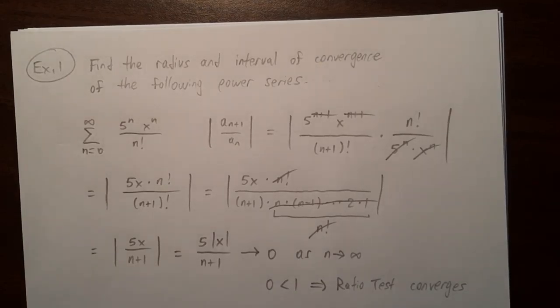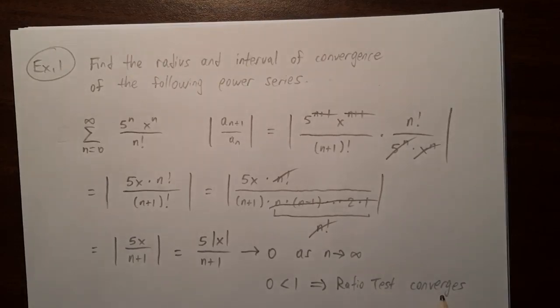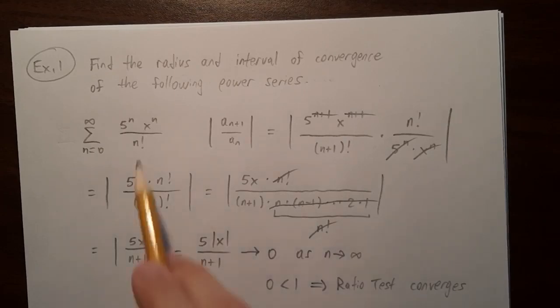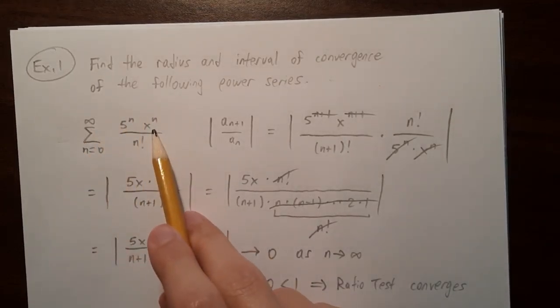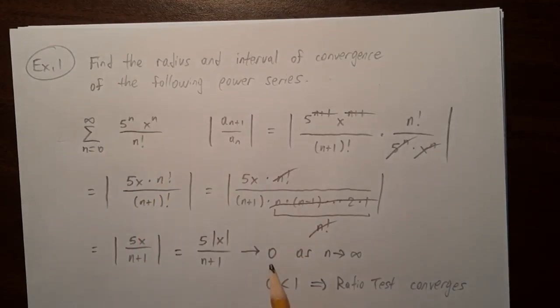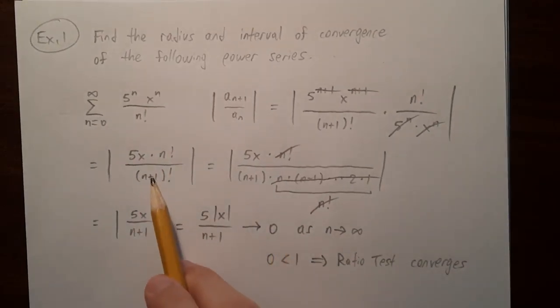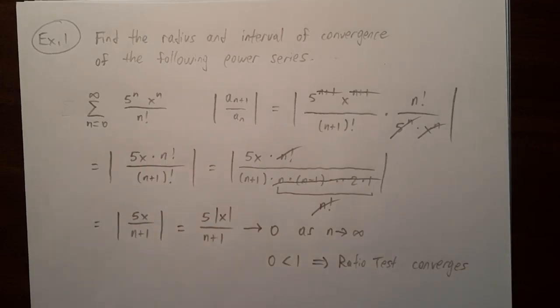Okay, so what have we just shown then? The ratio test says this converges. What converges? Well, this series that we started with. And the interesting thing about this example anyway is it doesn't matter what x is.